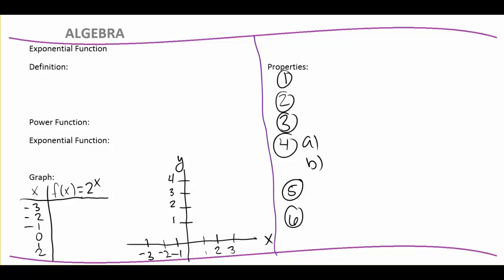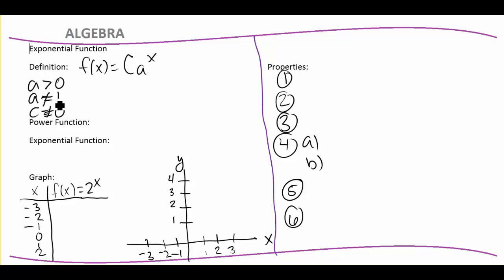Today we're going to talk about the exponential function. An exponential function is a function of the form f of x equals c a to the x. And a is going to be a positive real number, so a is going to be greater than 0. A cannot be 1. And c cannot be 0 because we would have the constant function f of x equals 0.